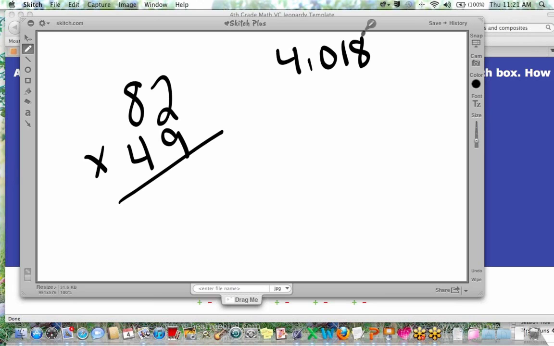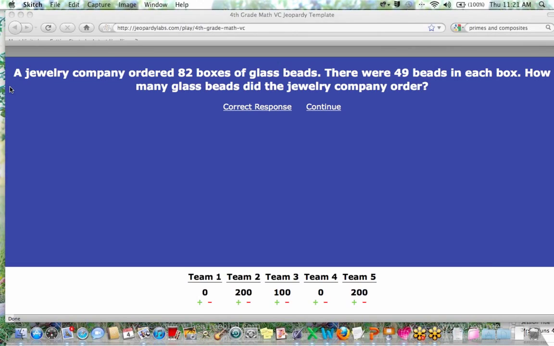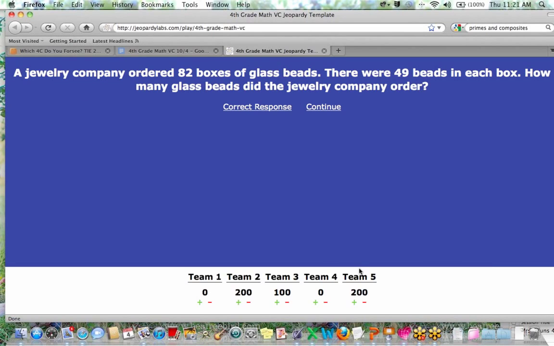And it looks like most people are getting it, so maybe I don't need to show that one. Let's see if you're right. 4,018 beads. Good job, Will. Okay, maybe that wasn't as hard as I thought.